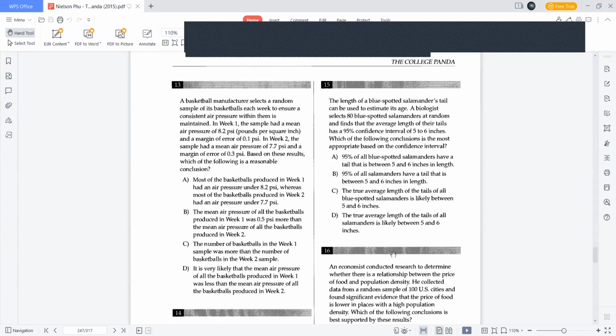B, the mean air pressure of all of the basketballs produced in week 1 was 0.5 more than the mean air pressure of all the basketballs produced in week 2. C, the number of basketballs in week 1 sample was more than the number of basketballs in week 2 sample. D, it is very likely that the mean air pressure of all basketballs produced in week 1 was less than the mean air pressure of all basketballs produced in week 2.